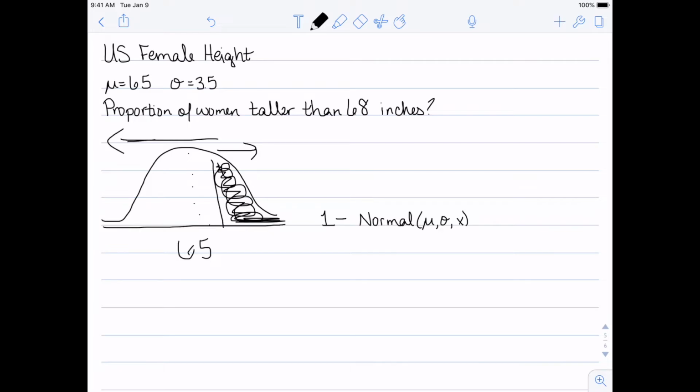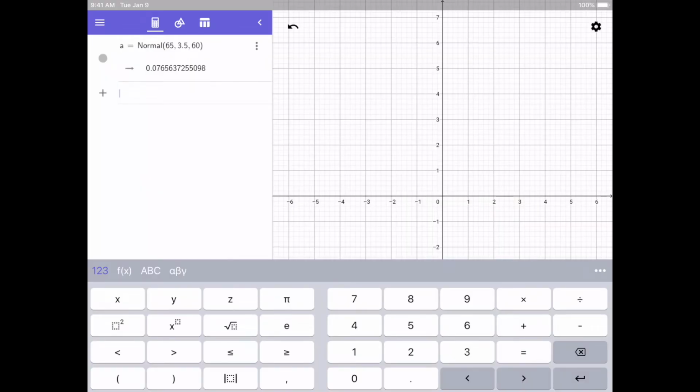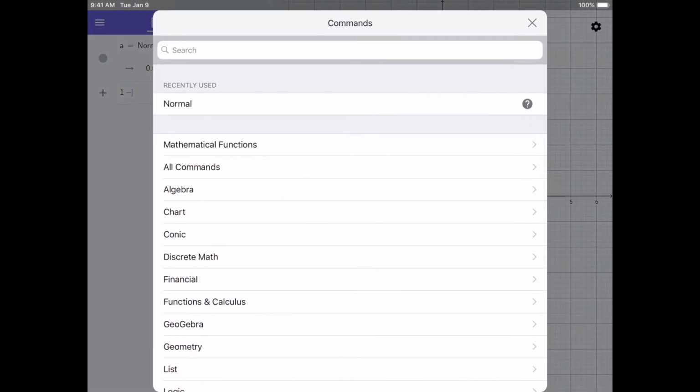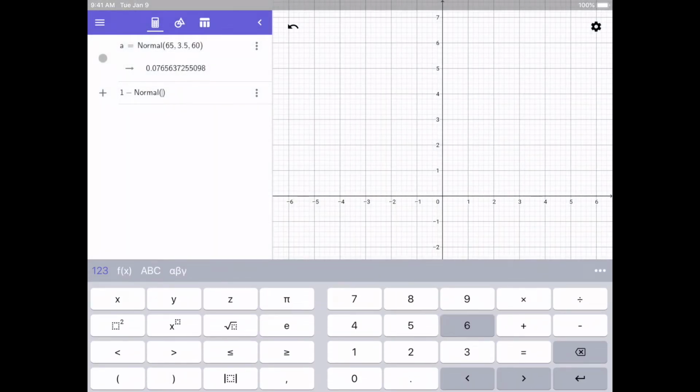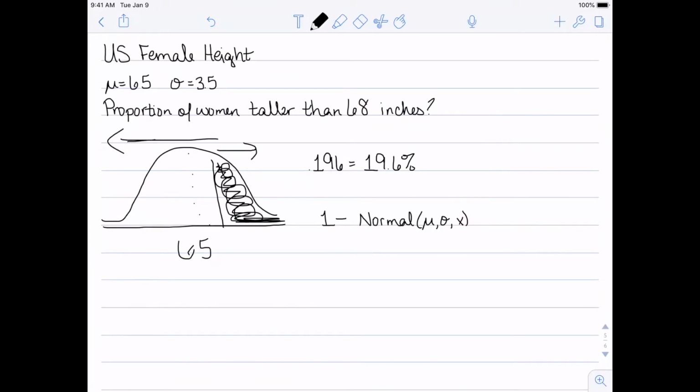So the normal command gives me the area to the left. To get the area to the right, I need to do 1 minus. So let's look at that. Here's my calculator. I'm going to do 1 minus and hit my 3 dots. My normal is up here in the recently used, so I'll just click it. My mean is 65, my standard deviation is 3.5, and the data value that I care about is 68. So I have roughly 0.196. My actual answer would be 0.196 or 19.6%.